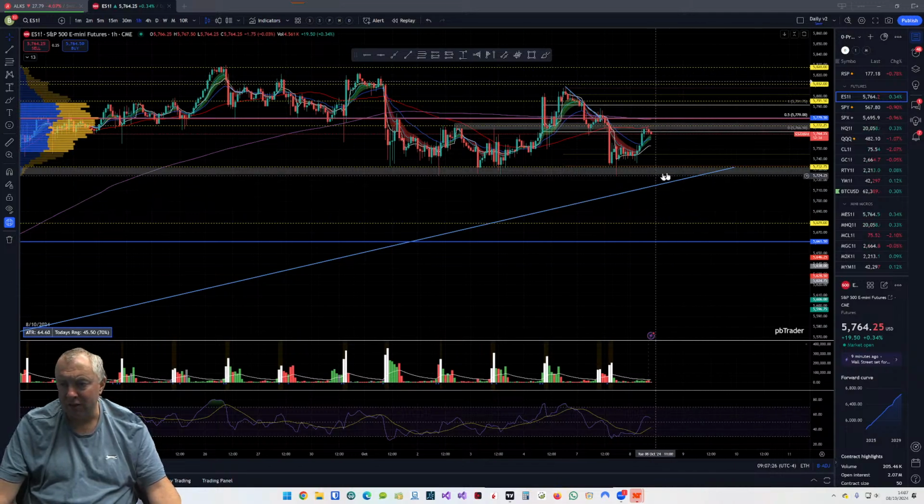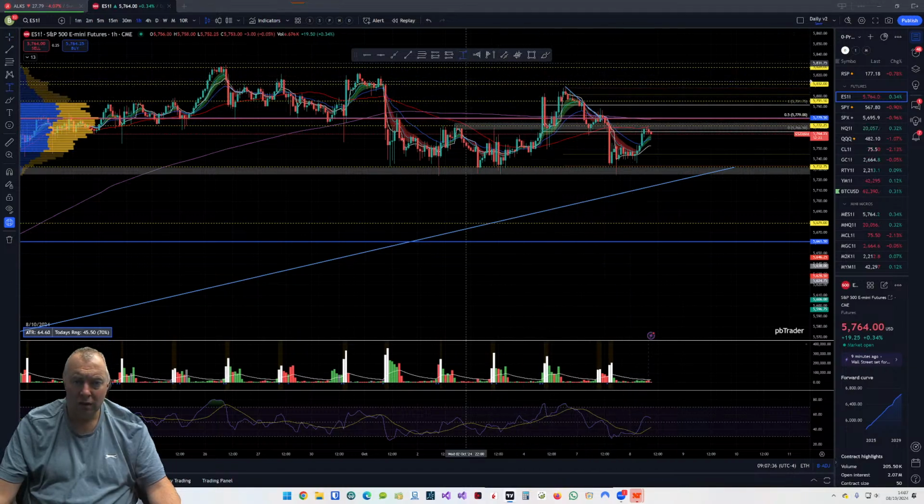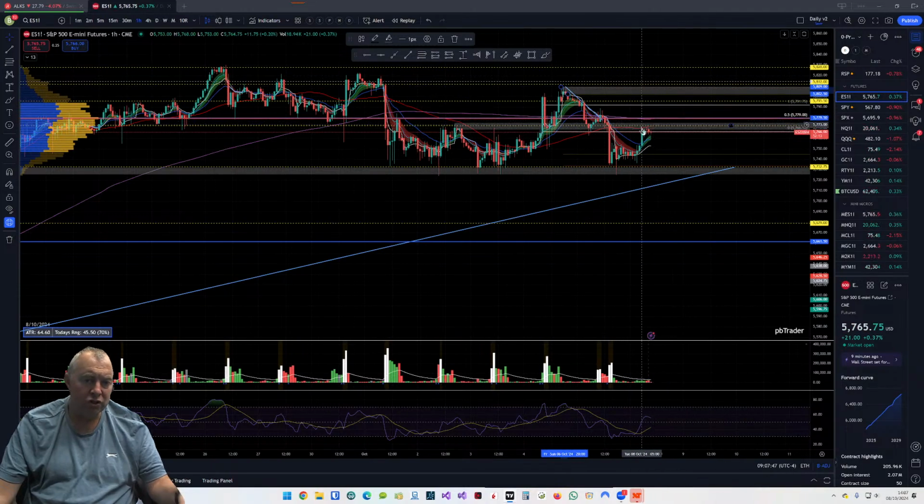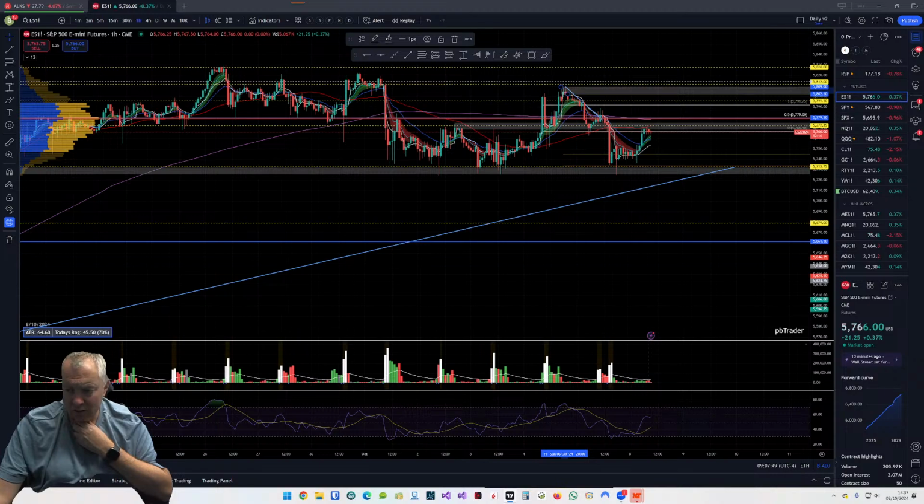Okay, so recap, 5732, watching for a bounce, this region down to 5727, watching, let's just draw another zone, let's draw that in there. I'm watching this area, 5800 to 5810 for a rejection, and I'm watching this area. I'm going to wait till the market opens to pick a direction.